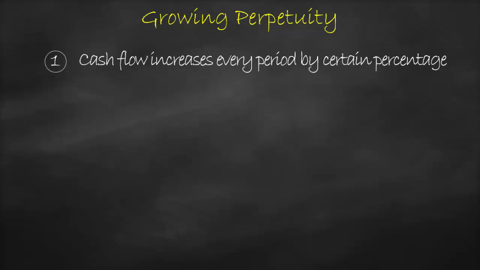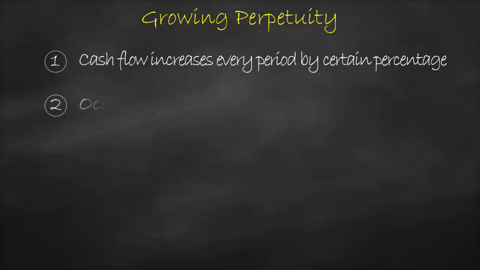The only difference is instead of having the same amount every year, the cash flow will increase every period by the same percentage. For example, it will increase every year by 2%. It will increase every month by 1%. So it will increase periodically by the same percentage.